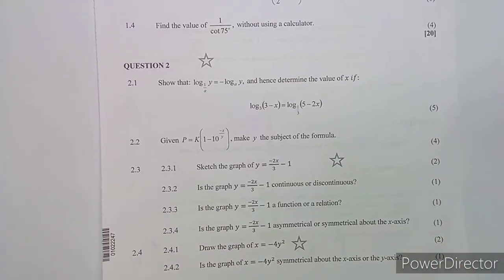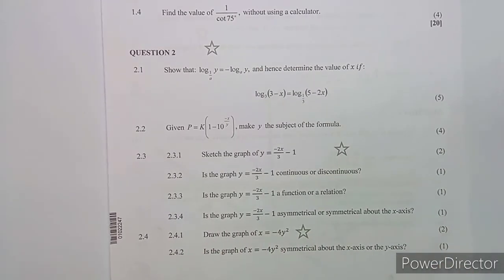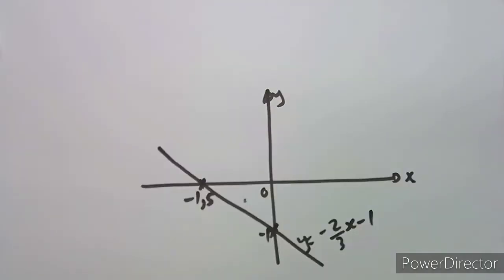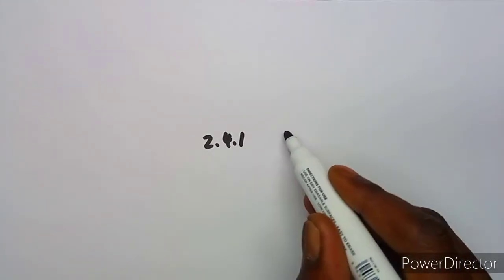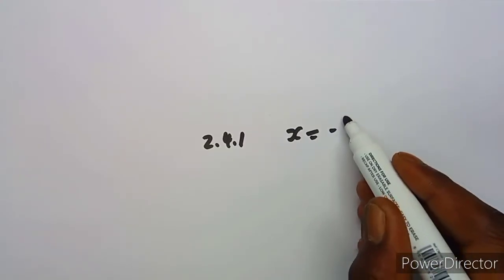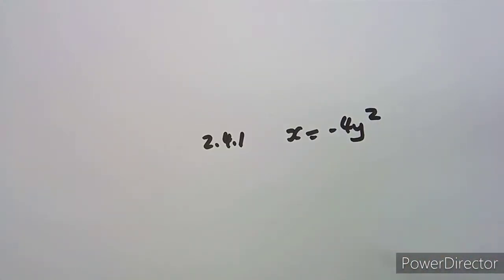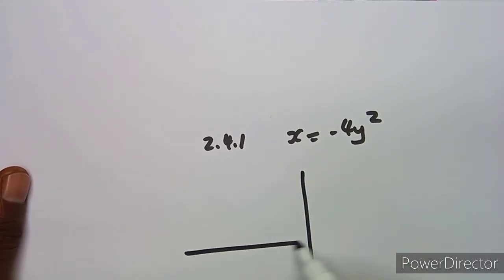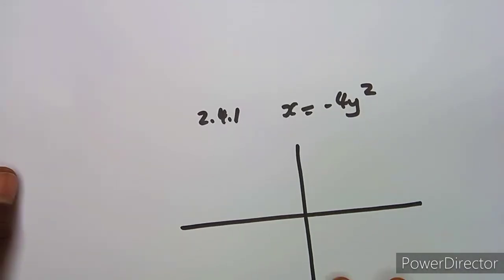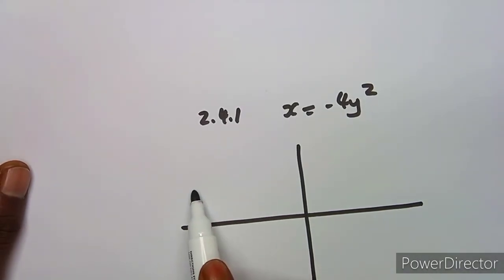Then draw the graph of x is equivalent to... So let's just see. 2.41, which is x is equivalent to minus 4y squared. So this one is a negative graph, and also it's opposite actually to y is equal to x squared. So it's going to be like this, guys.